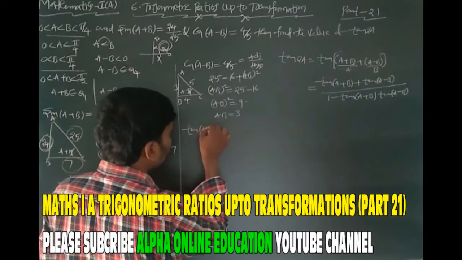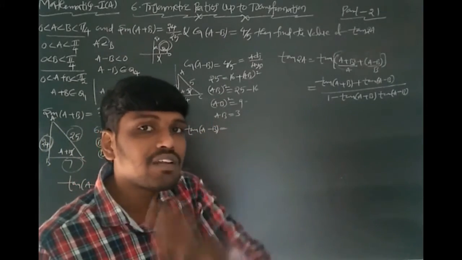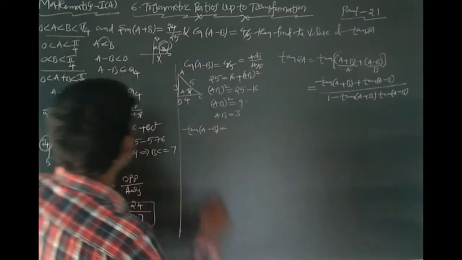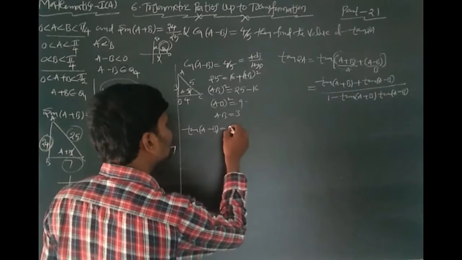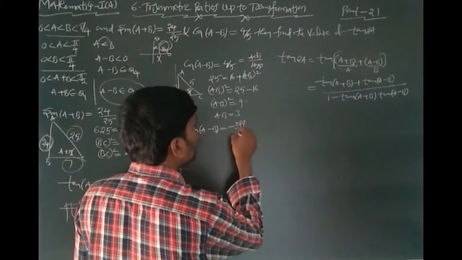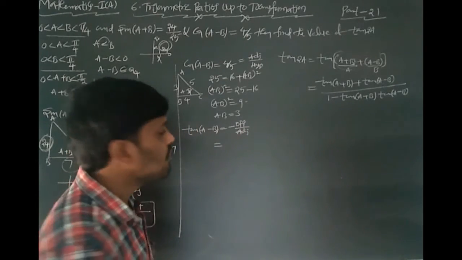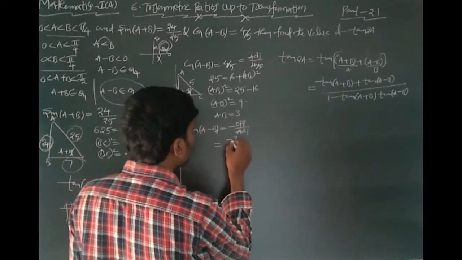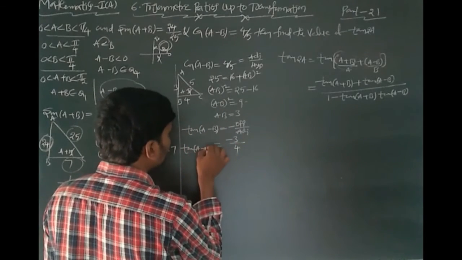Tan of A minus B is equal to, here A minus B lies on which quadrant? A minus B lies on the fourth quadrant. In the fourth quadrant tan is negative. What is the formula? Opposite by adjacent. What is the value of opposite? Minus 3, by adjacent is 4. This is the value of tan A minus B.